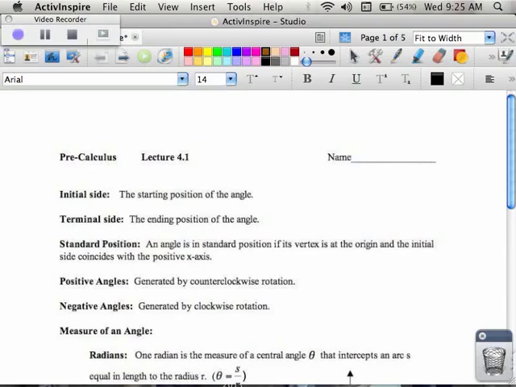So chapter 4 is dealing a lot about something called radians. And we're going to be working with radians quite a bit in this unit. And what I need you to understand is that radians is just another word to describe movement in a circle.